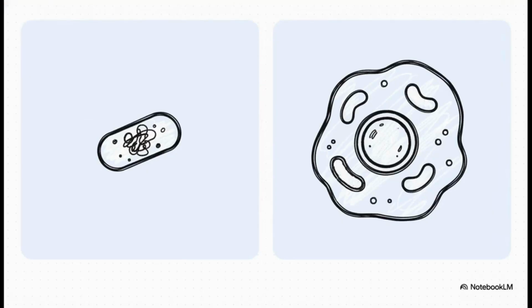Okay, let's pivot to Section 3, 2 main types of cells, and explore their different architectural styles. So looking at the big picture, there's this fundamental architectural divide in the biological world. First, you have prokaryotic cells.